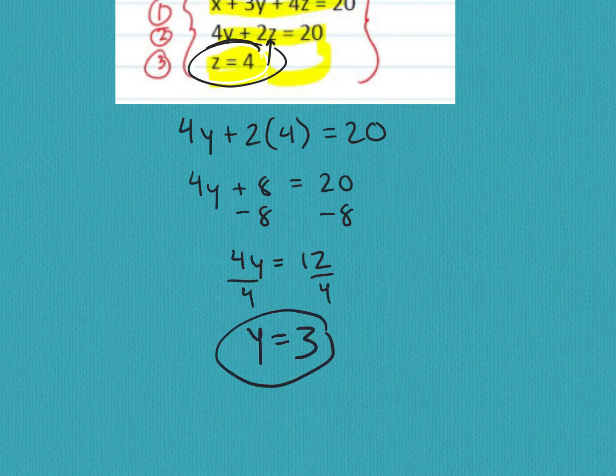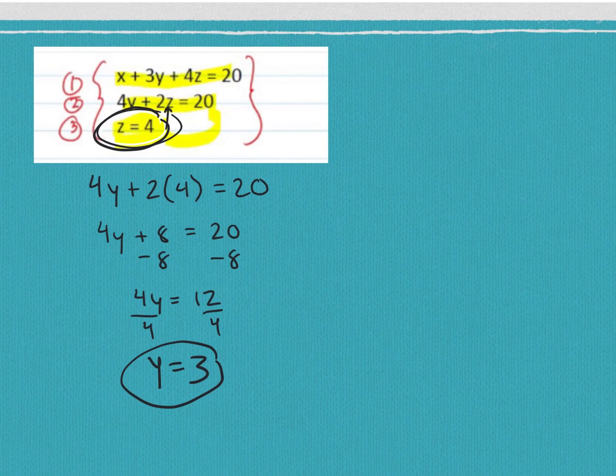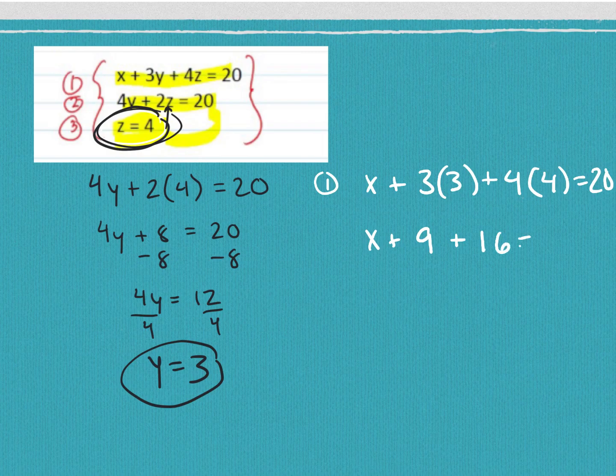So now I have z. Z was 4. I have y. And how do I find x? Plug it into the first one. I have x plus 3 times y. And what's y? 3. Plus 4 times z. What's z? 4. And that's equal to 20. So what should I do first? Multiply. So 3 times 3 is? 9. And 4 times 4? 16. So x plus 9 plus 16 is equal to 20.